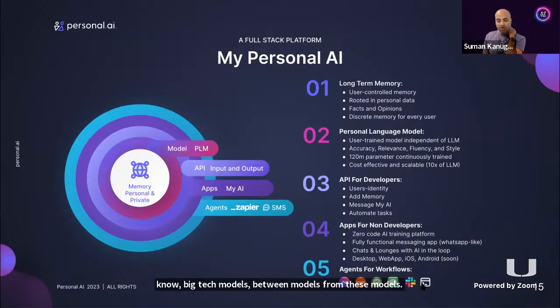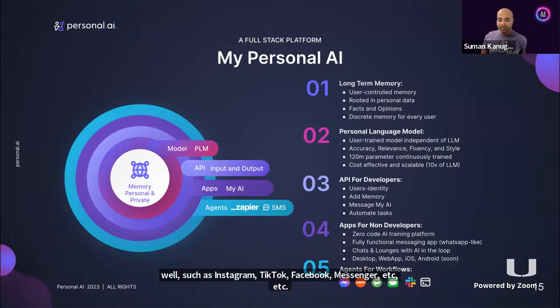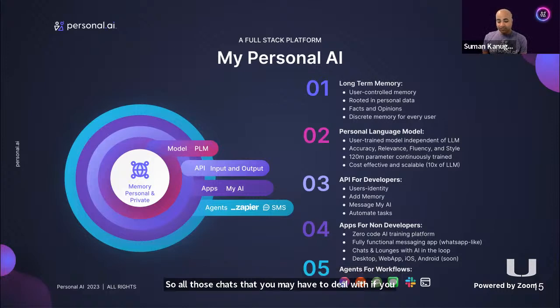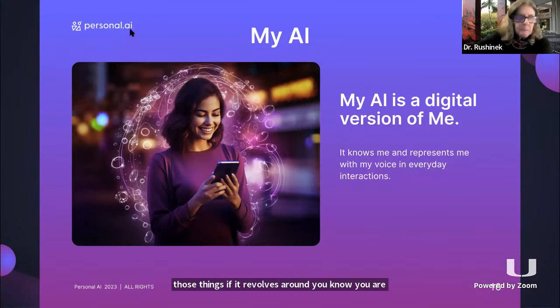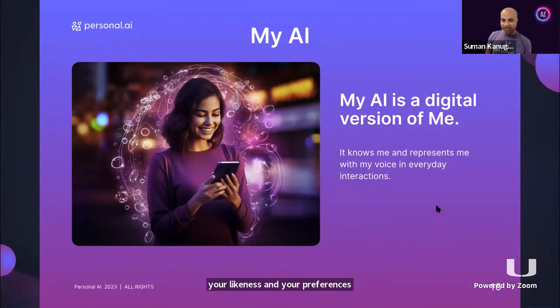Once you do have your model, you can take it to other places as well, such as Instagram, TikTok, Facebook Messenger, etc. So all those chats that you may have to deal with, if you are a super famous influencer, you can have your personal AI take the majority of those things, if it revolves around your likeness and your preferences. You give it permission. Of course, everything happens under your control.